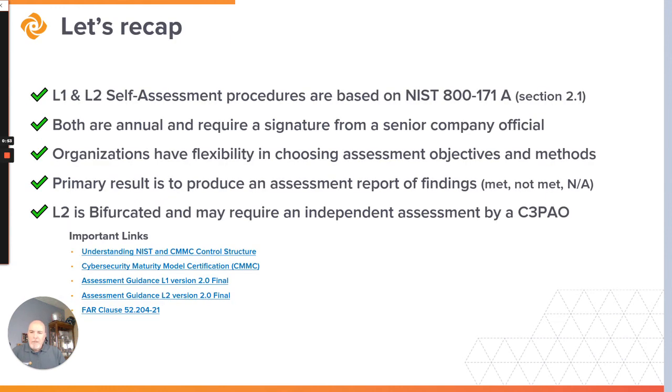So let's recap. Level 1 and Level 2 self-assessment procedures are based on NIST 800-171A. Both are annual. Both require a signature from a senior company official. Your organization has the flexibility in choosing assessment objects and methods based on level of effort and cost effectiveness. The primary result of your self-assessment is a report capturing your findings: met, not met, or not applicable. Level 2 is bifurcated, meaning you may not be able to do a self-assessment. Instead, you may have to have one performed independently.